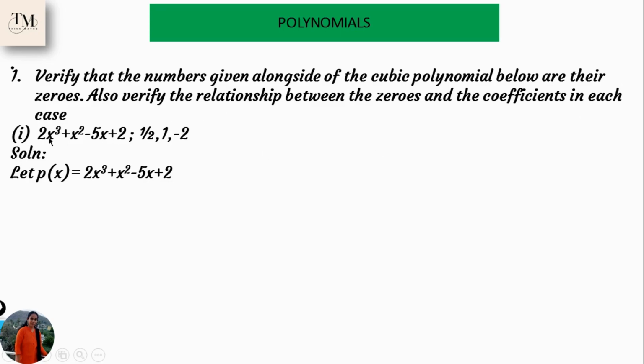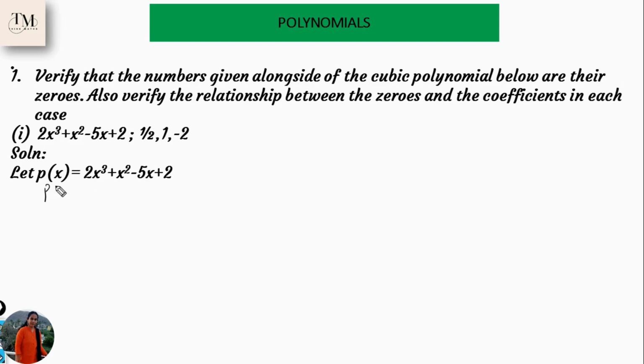In the first question, they gave a polynomial and their zeros. We have to check whether these numbers are zeros of the polynomial. That is, if we substitute 1 by 2 instead of x, we should get the answer as 0. If we get that, then these numbers are zeros of the polynomial. So let us check. First I took p of x as 2x cube plus x square minus 5x plus 2. So the first root is p of 1 by 2.